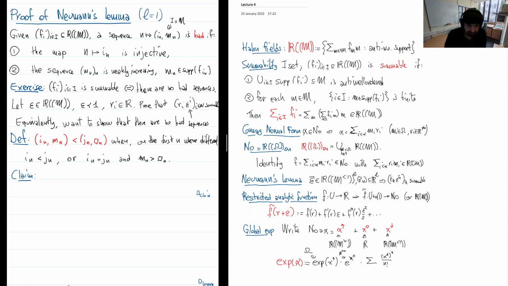And now my claim is that there is a minimal one. This is a proof by contradiction. So if there is a bad sequence, there is a minimal one.